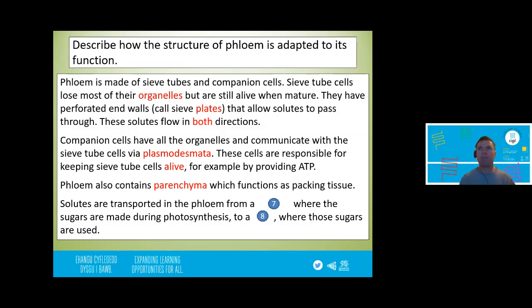And this is now what we need to focus on, because this next bit we haven't talked about yet, but we're going to look at it in the mass flow hypothesis. So solutes are transported in the phloem from an area which we call the source, where the sugars are made during photosynthesis, to an area we call the sink, where those sugars are used. And that's where we're going to focus the last bit of our attention, showing what goes on inside a plant for this mass flow hypothesis to work.